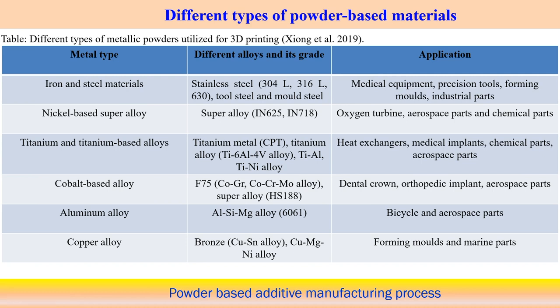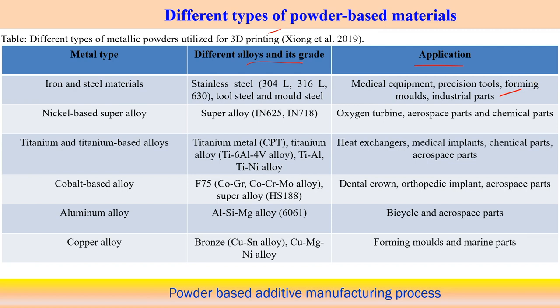Now, for different types of powder based materials, we can compare the metallic powders utilized for the 3D printing process. We see the metal type, the different alloys and their grades, and the application. For iron and steel materials, we can use stainless steel in different grades, tool steel, and mold steel. In this case, the applications include medical equipment, precision tooling, forming molds, and industrial parts development. In all these cases we can find applications of iron and steel materials.